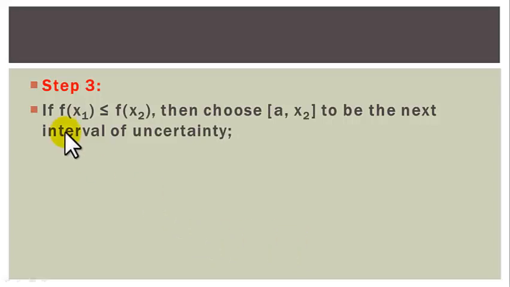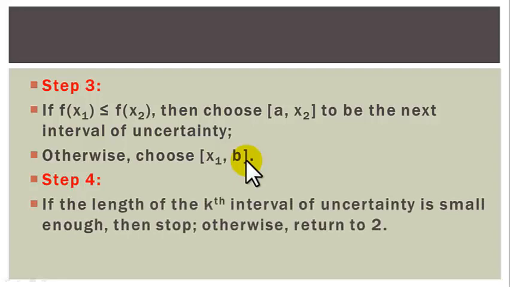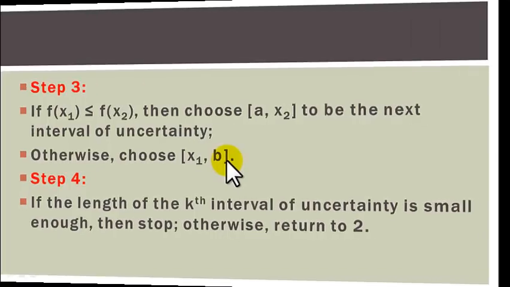Step 3. If f(x1) is less than or equal to f(x2), then choose the interval A to x2 to be the next interval of uncertainty. Otherwise, choose the interval x1 to B. Step 4. If the length of the interval of uncertainty is small enough, then stop. Otherwise, return to step 2.